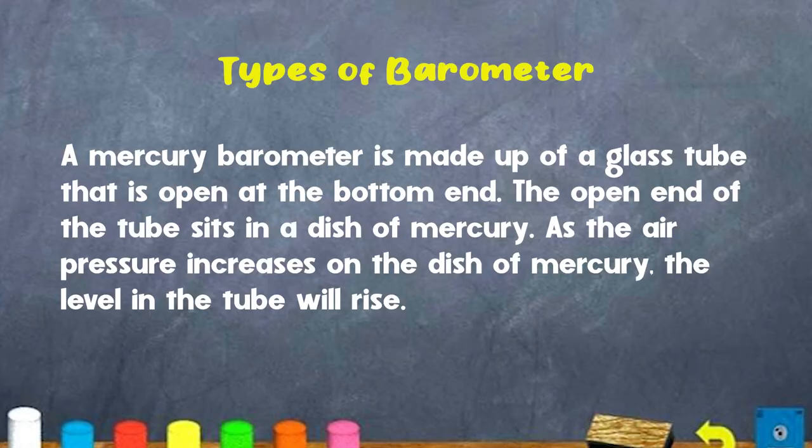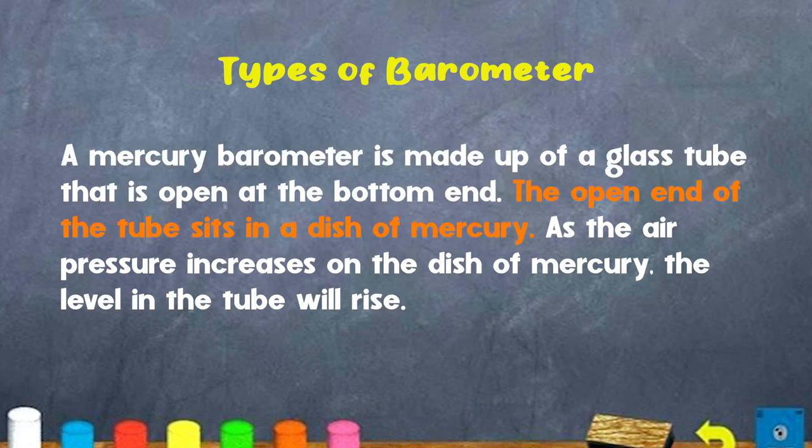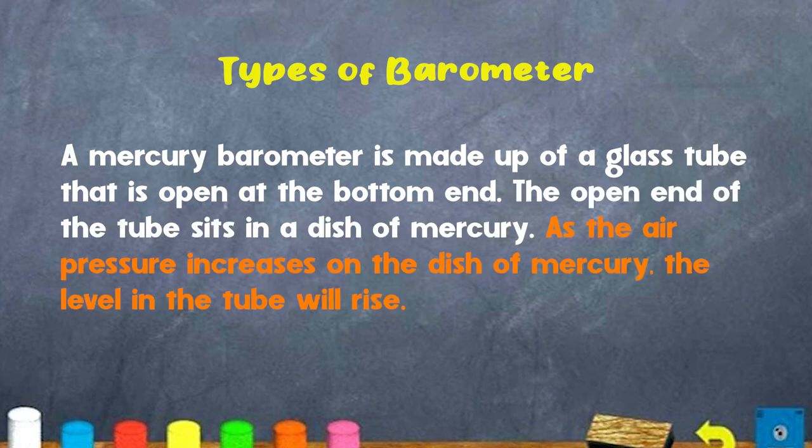So we have types of barometer. One of those types would be the mercury barometer. A mercury barometer is made up of a glass tube that is open at the bottom end. The open end of the tube sits in a dish of mercury. As the air pressure increases on the dish of mercury, the level in the tube will rise.